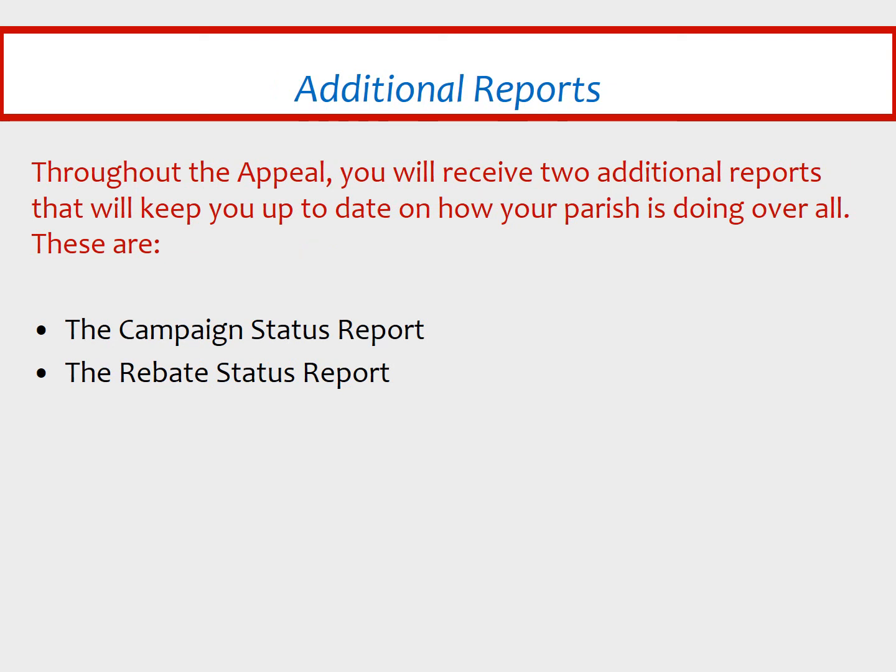Throughout the appeal, you will receive 2 additional reports that will keep you up to date on how your parish is doing overall. These are the campaign status report and the rebate status report. And I'm going to go through both of those in the next couple slides.